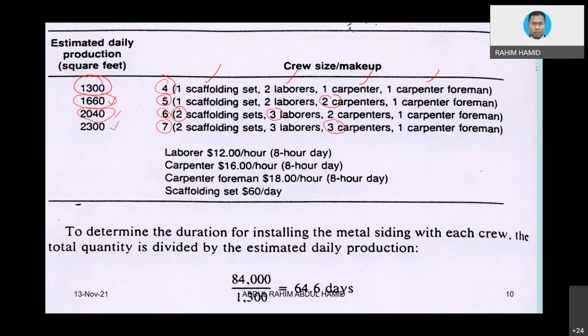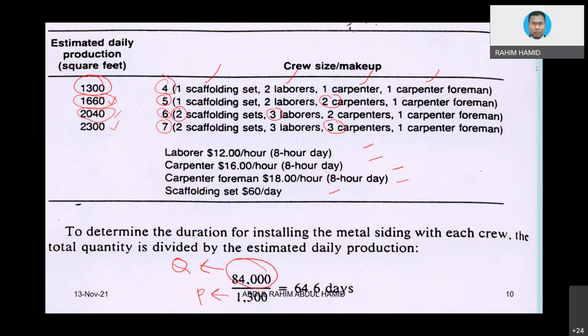Okay, so how do we calculate costs? Well, if we already know how many people are in the gang, and we know the salary, hourly rate, or whatever, we can calculate. This is just an example, okay? Based on that, let's say 84,000. 84,000 is the area of scaffolding that we need to install. This is what we call quantity. And 1,300 is an example of, let's say, the productivity. Okay, this is the productivity rate.